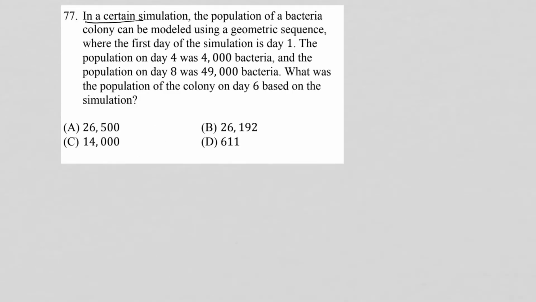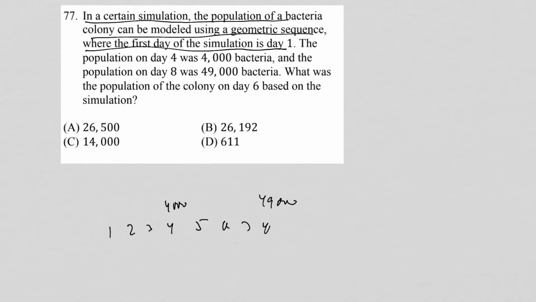In a certain simulation, the population of a bacteria colony can be modeled using a geometric series, where the first day is 1. So on day 1, we don't know, but on day 4, it was 4,000. And day 8 was 49,000. And their question is, what was it on day 6? Okay, well, it's definitely not D. It's bigger than 4,000, but it's less than 49,000.